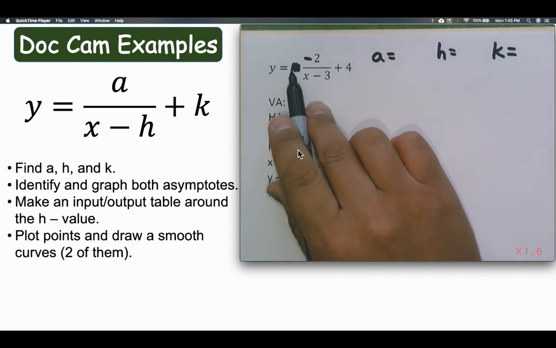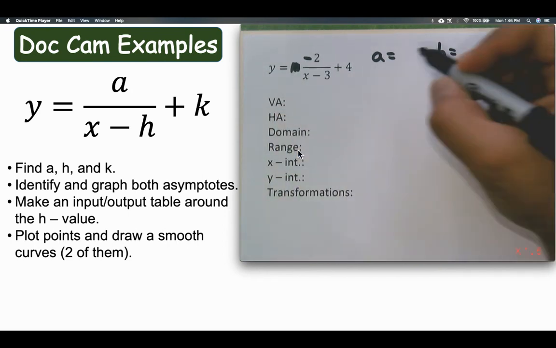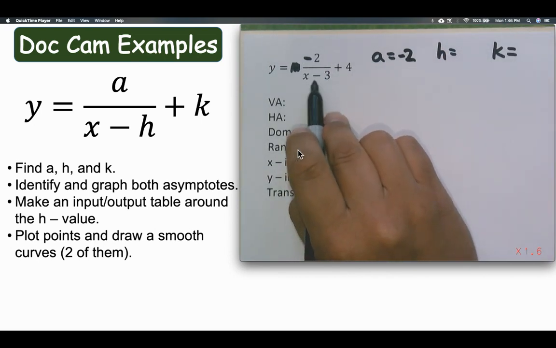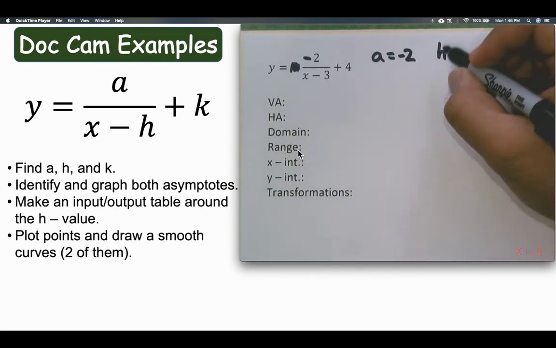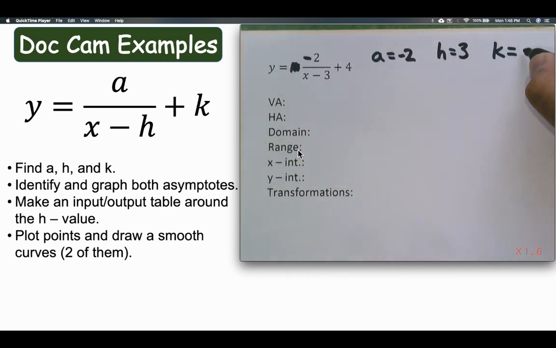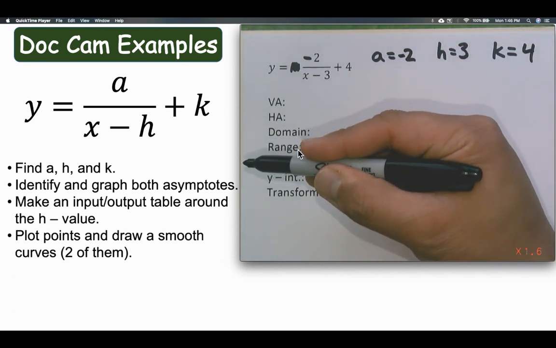If you see a negative out front, go ahead and plop it on the top, the numerator, so that you can see that this negative is actually with that A value. So A is a -2. H, so I see X minus 3, but remember you should switch that sign, so H is actually a +3, and your K value is a 4. All right, so I found A, H, and K. That was the first step.